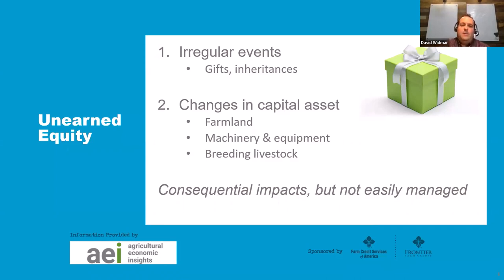The second way we see big sources of changes in our unearned equity comes from changes in capital assets. Think about farmland values increasing over time, or our machinery and equipment being more valuable in the marketplace over time, or maybe breeding livestock. We might be buying cow-calf pairs. We value those cows at $1,000 a head, and over the next few years, the market changes, and maybe they're worth $1,500 or $1,800 a head. So these are ways that the balance sheet can play out.